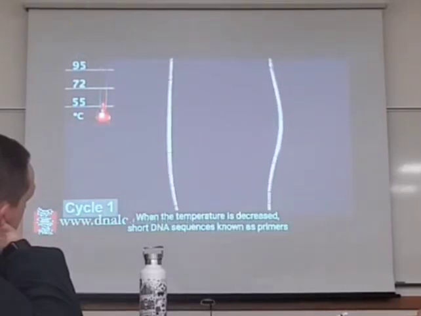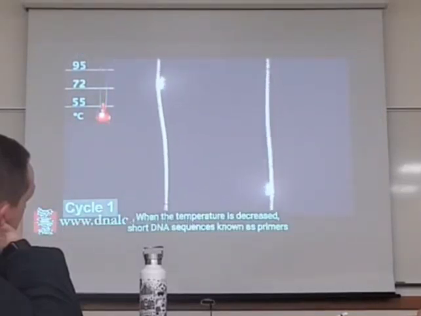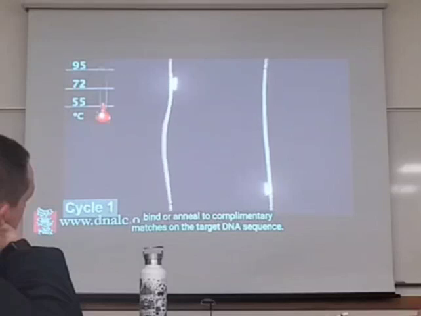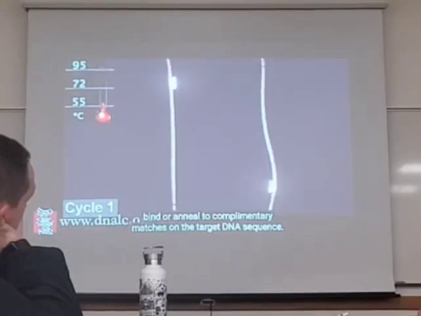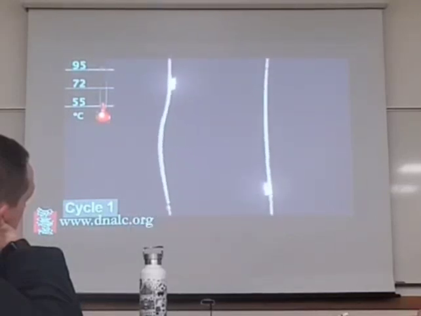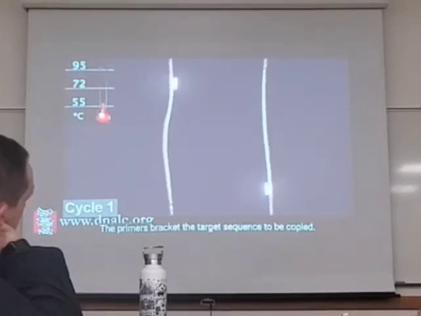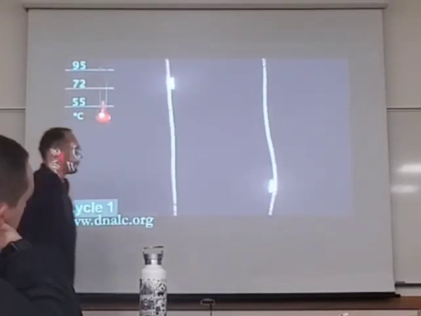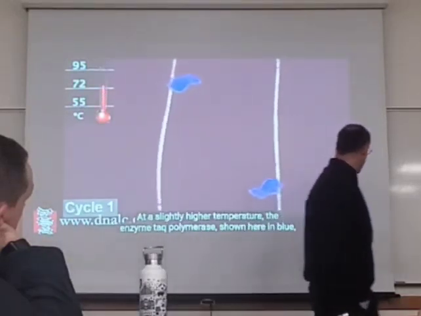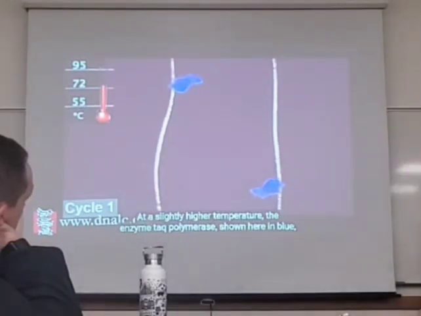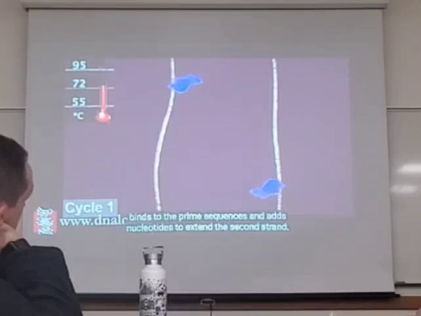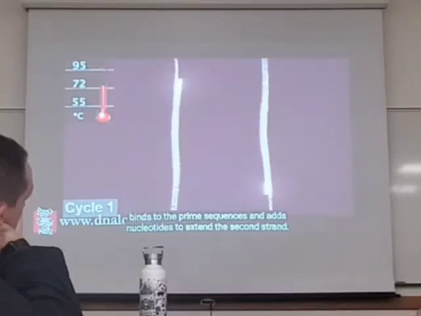When the temperature is decreased, short DNA sequences known as primers bind or anneal to complementary matches on the target DNA sequence. The primers bracket the target sequence to be copied. At a slightly higher temperature, the enzyme Taq polymerase, shown here in blue, binds to the primed sequences and adds nucleotides to extend the second strand.